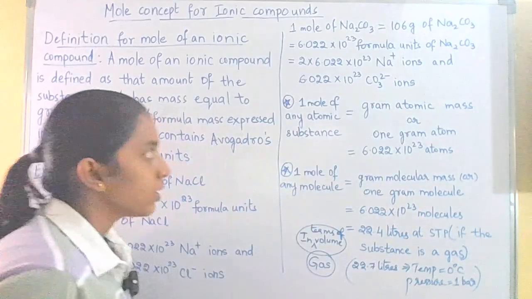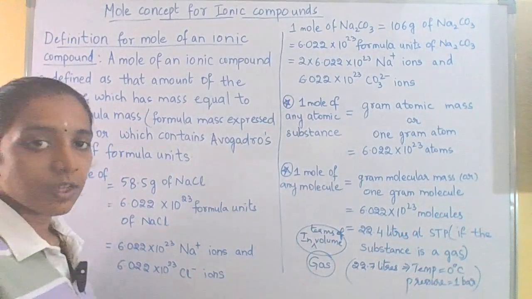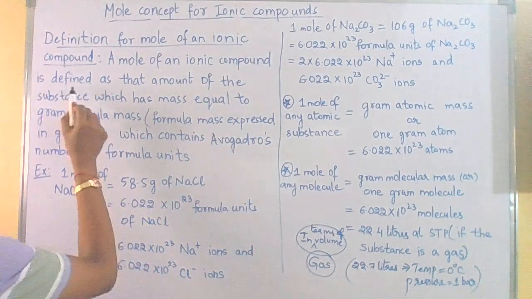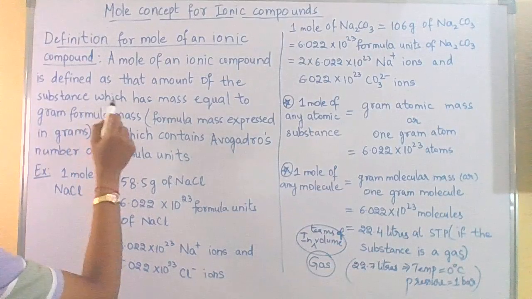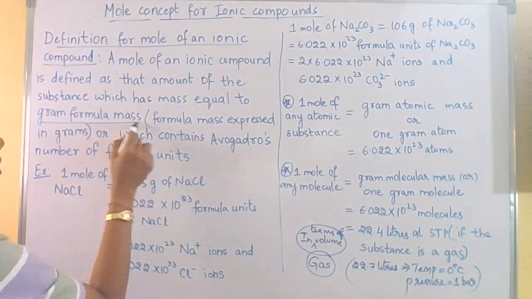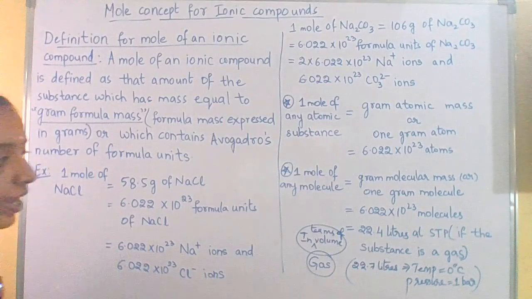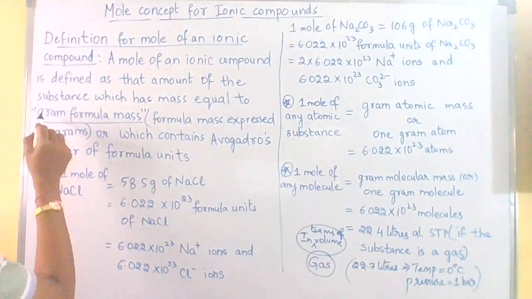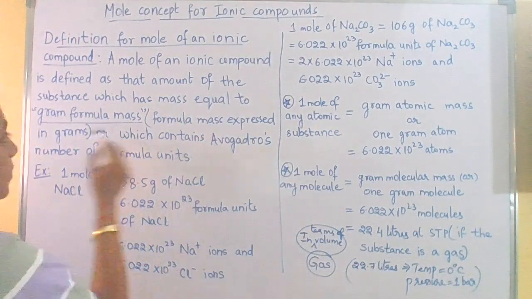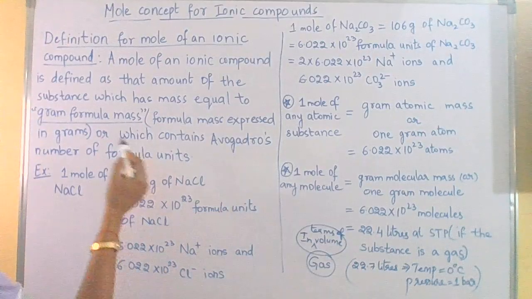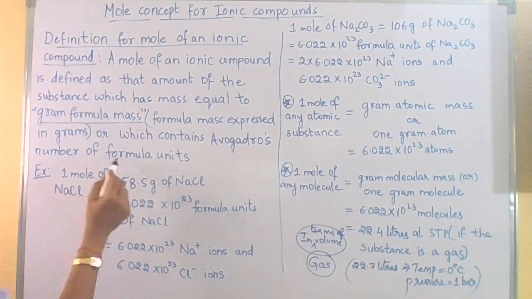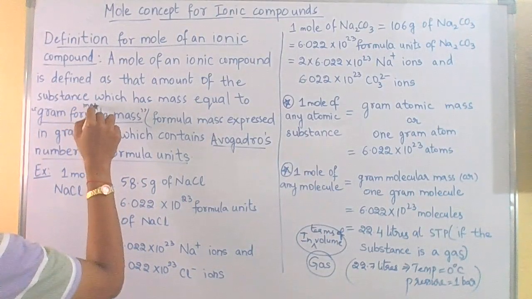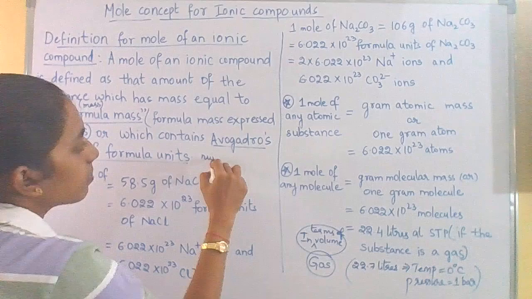Now, what is the definition for mole of an ionic compound? A mole of an ionic compound is defined as that amount of the substance which has mass equal to gram formula mass. In atoms, we have seen gram atomic mass. In molecules, we have seen gram molecular mass. In ionic compounds, we have gram formula mass. Formula mass expressed in grams is called gram formula mass, or which contains Avogadro's number of formula units. We have included both mass and number here.